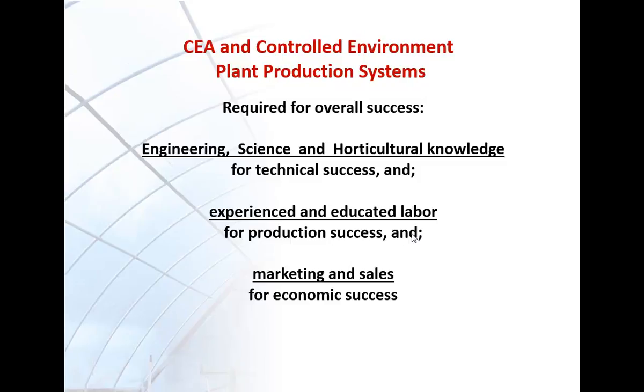Three components are required for overall success. Engineering, science, and horticultural knowledge is necessary for the technical success. Experienced and educated labor is necessary for the production success. And finally, good marketing and sales is necessary for the economic success of any viable controlled environment plant production system.